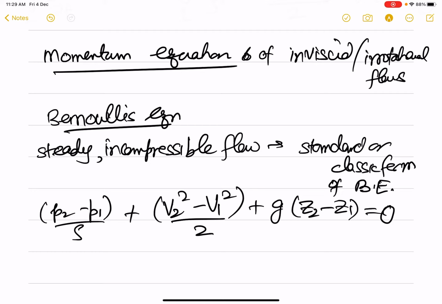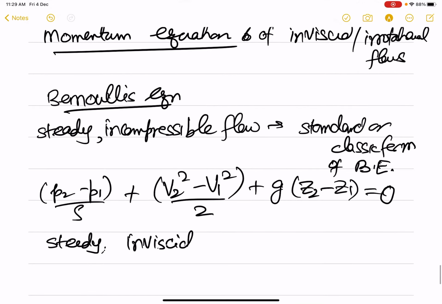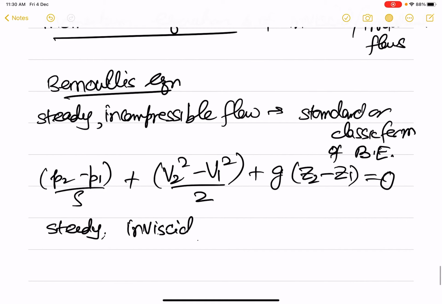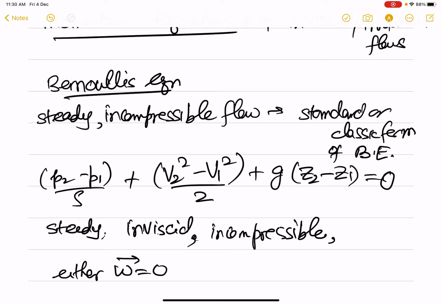So this is for steady, inviscid flow, so that's why we had omega, we had this del square V term equal to 0. Incompressible, so we have now taken this (P2 minus P1) by rho as common, and then we have the condition either omega is 0 or we are along a streamline. If that is so, then this other term became 0, and that is why this is the standard form of Bernoulli's equation which we get.